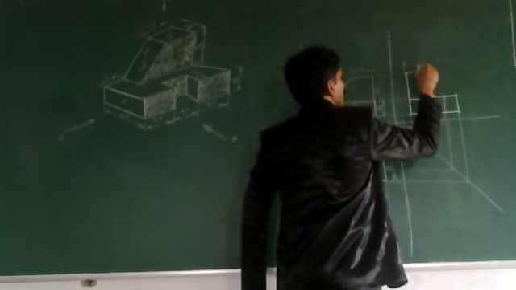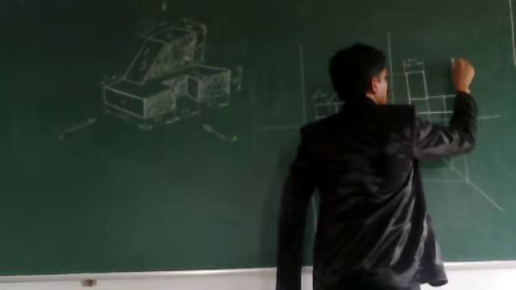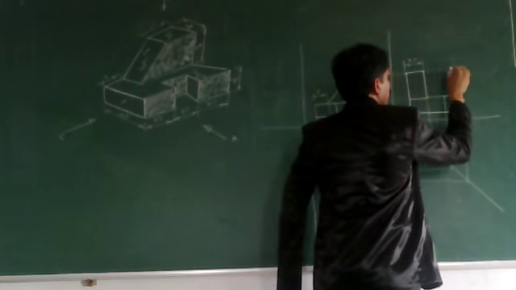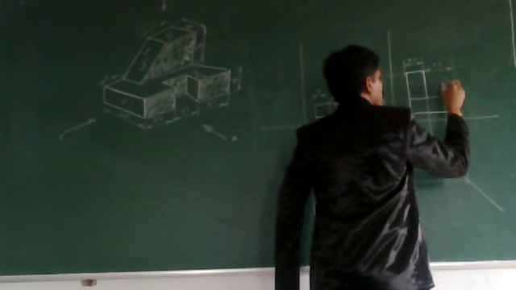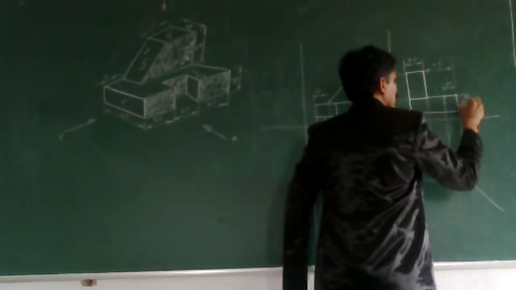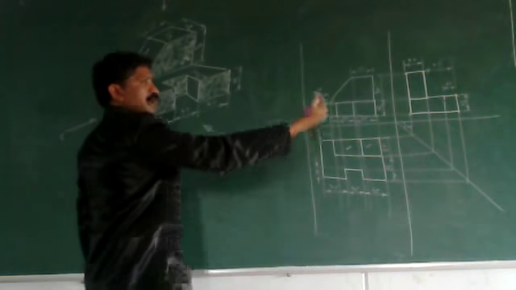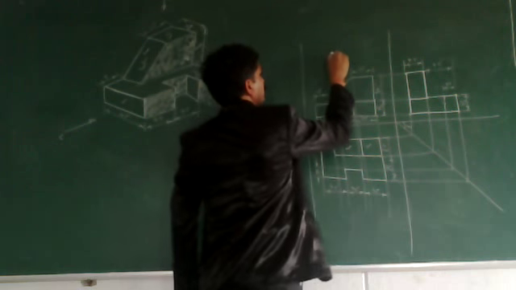And see the dimensions. So this is 20 and this dimension is 25 and specially it is 10. And this dimension is 50. That's it. So that is about the front view, top view and the left side.